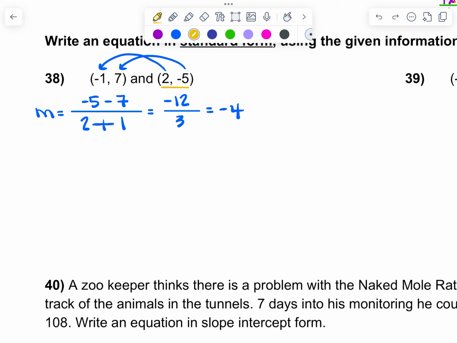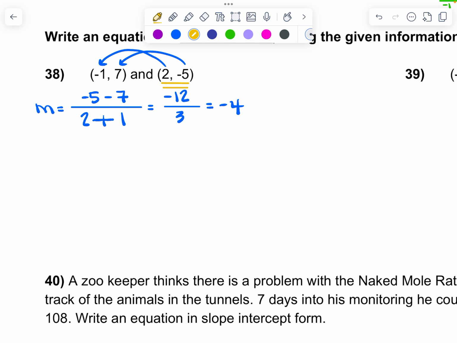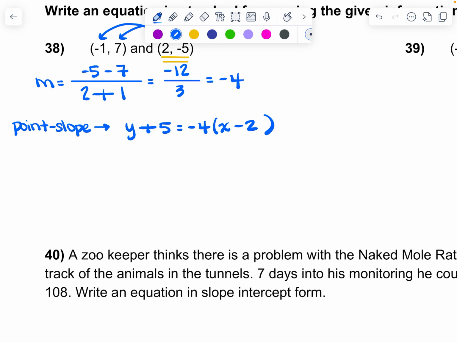It doesn't matter at all which one you pick, right? But now I'm going to put that into point slope form. Right, so here we go. So y minus negative 5, right? I'm using this point, remember? So that's going to change to a plus with the double negative, equals m, which we just found was negative 4, times x minus 2. So there's point slope form.